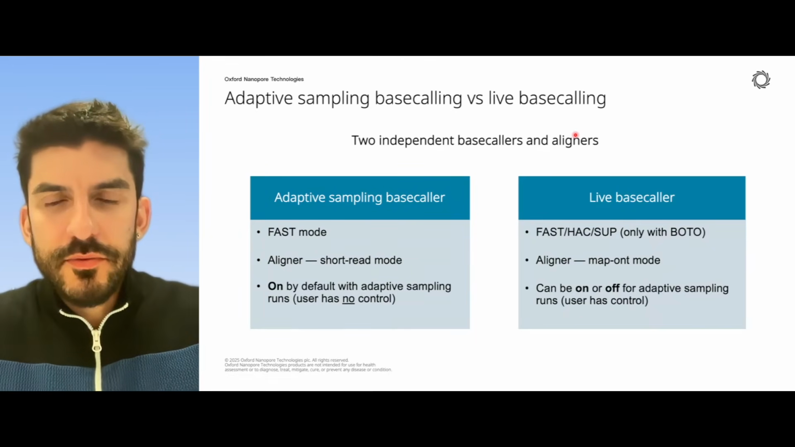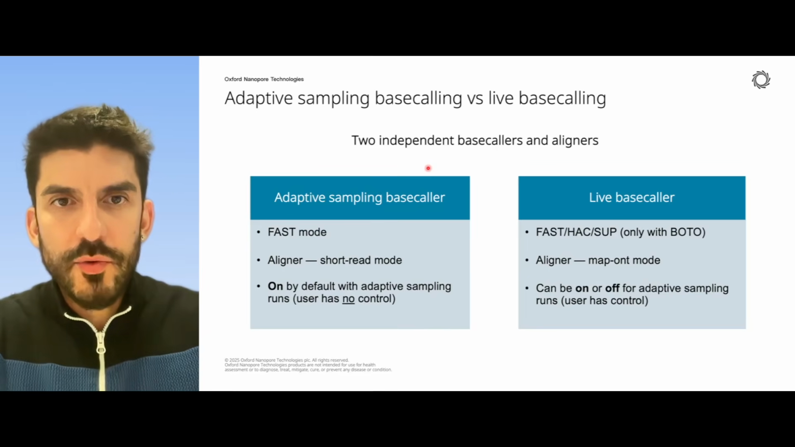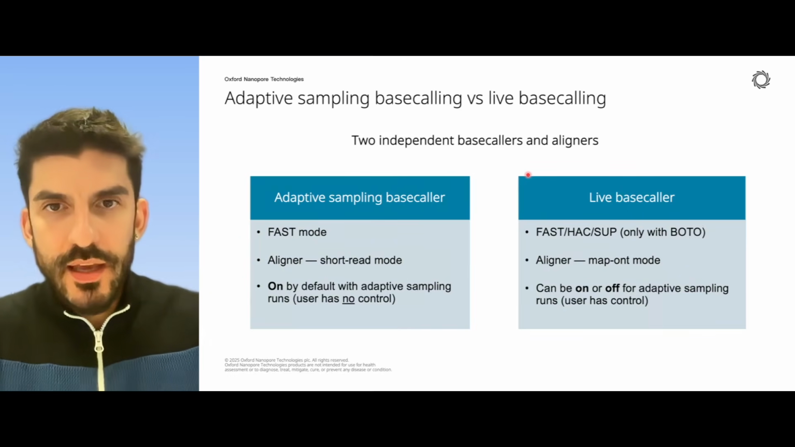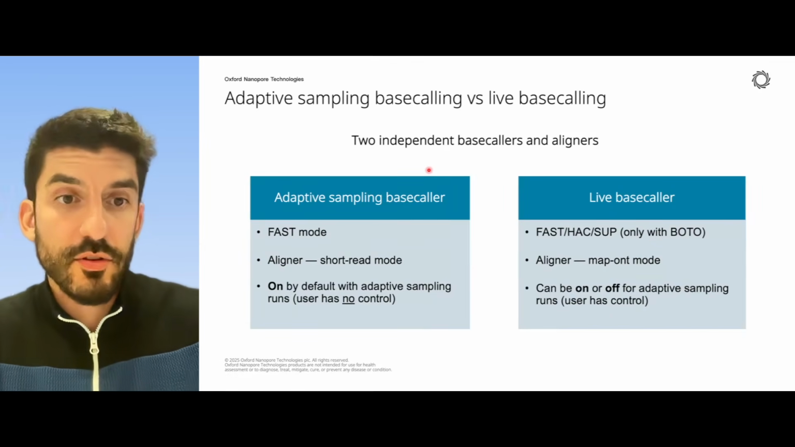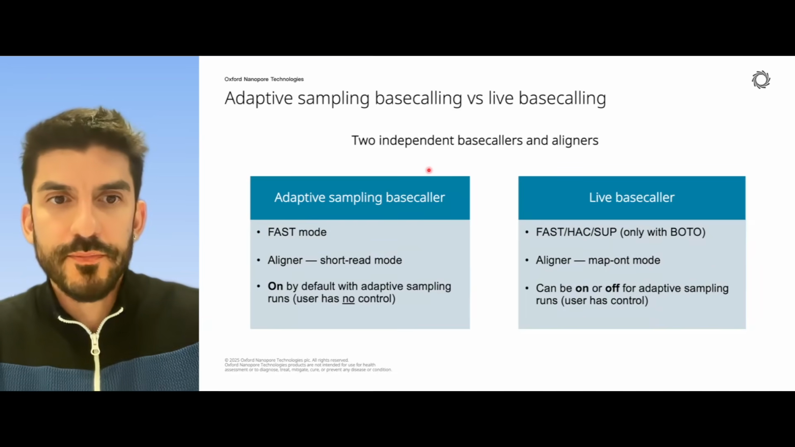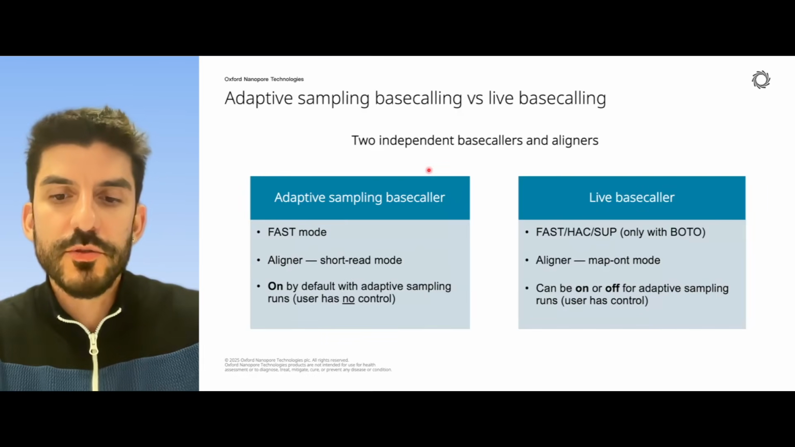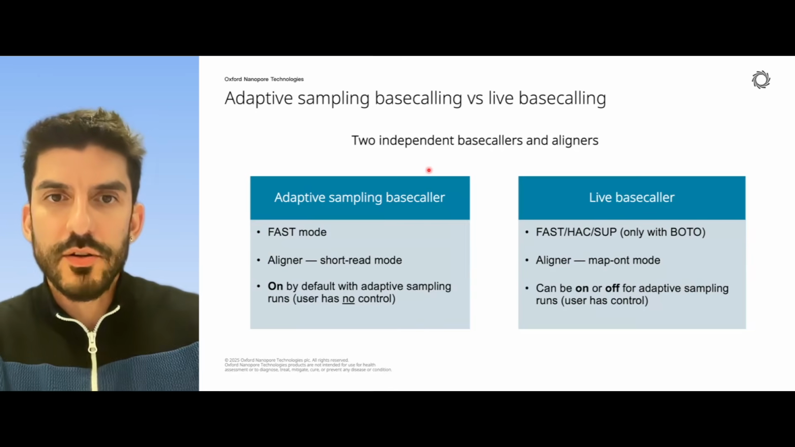So I would like to take a quick look at two very important things that we saw in the Minnow software. We will have in enrichment runs an adaptive sampling base caller, and we will have a live base caller. Hence why we also supply two sets of references and bed files. The adaptive sampling base caller is a fast base caller which aligns in short read mode, and it's on by default and the user has no control over this. This is what we use to base call that first initial chunk and make a decision on whether we're going to keep your read or reject it.